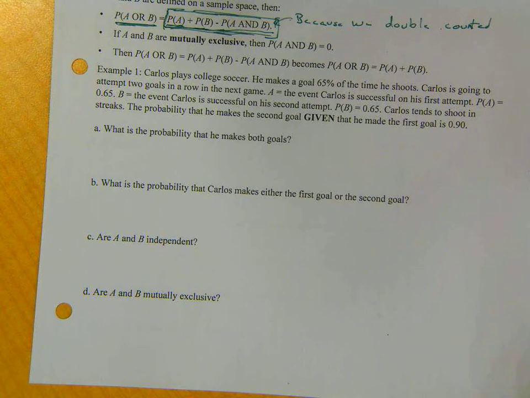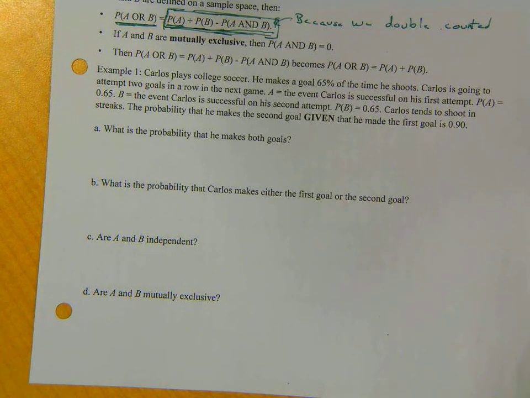Then we got this other event, B. B is the event that Carlos is successful on his second attempt. P of B is also 0.65. So Carlos's probability is 0.65, whether it's his first attempt, second attempt, or whatever attempt he's got.